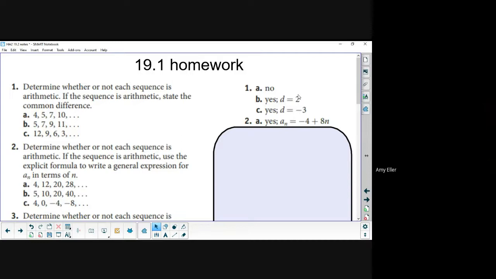I put 4 plus n minus 1 times 8. So distribute that 8 out is what I'm saying. A sub n equals 4 plus n minus 1 times 8. So just distribute that out: 4 plus 8n minus 8. Same thing.